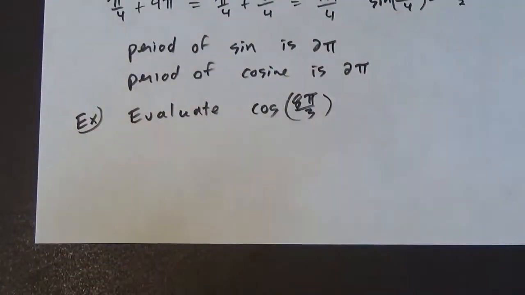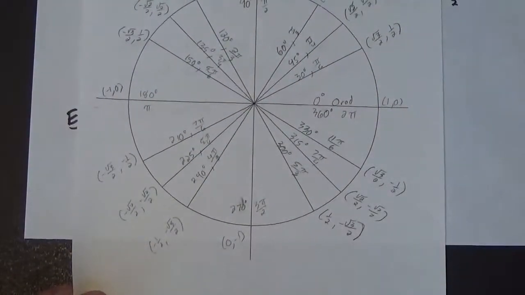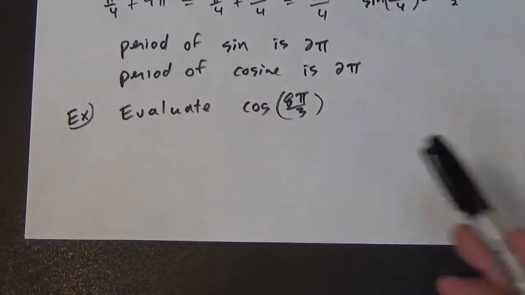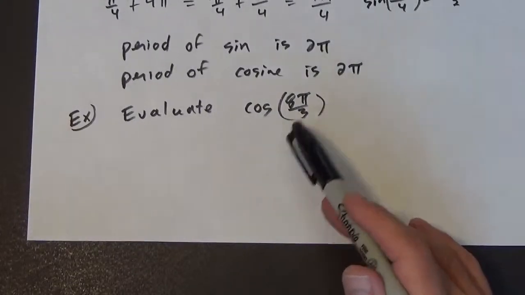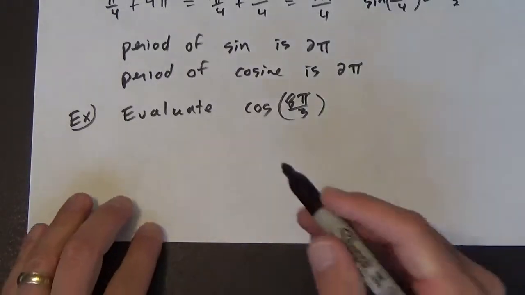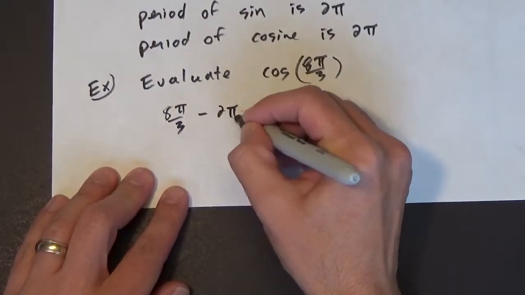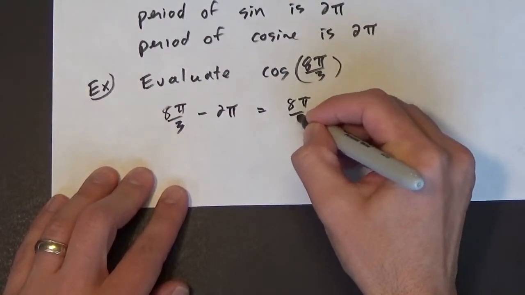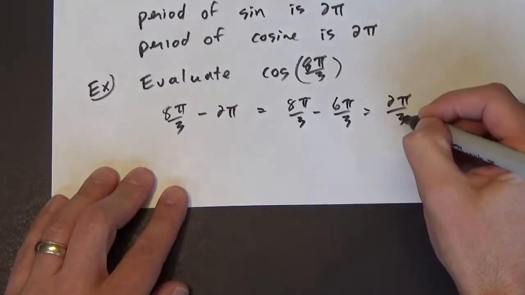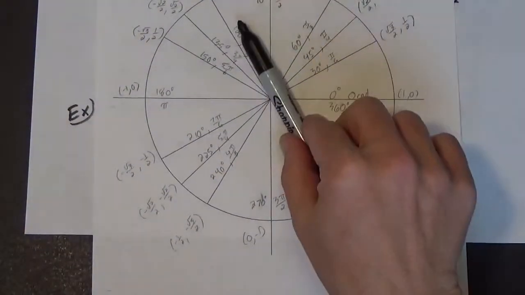Now when we go to our unit circle, we see that 8 pi over 3 isn't on our unit circle. That would make sense because 8 pi over 3 is bigger than 2 pi. If you had pi over 3, 2 pi would be like 6 pi over 3. So we're going to take 8 pi over 3 and subtract 2 pi. That's 8 pi over 3 minus 6 pi over 3, which is 2 pi over 3. And 2 pi over 3 is on our unit circle.